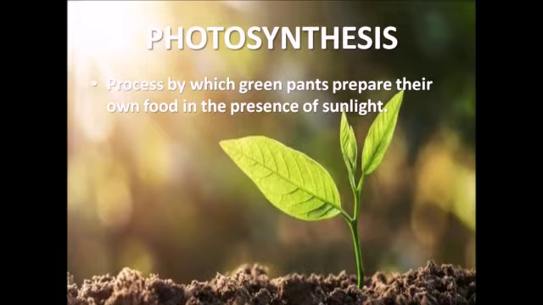Photo means light and synthesis is to synthesize, that is, to prepare something. So photosynthesis is the process by which green plants prepare their food in the presence of sunlight. Sunlight is very significant here, and the other significant thing is green plants. That is, sunlight and green plants are the two necessary things for photosynthesis to happen.